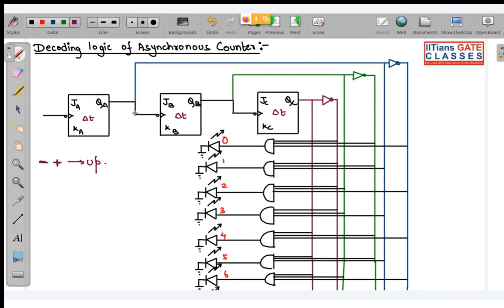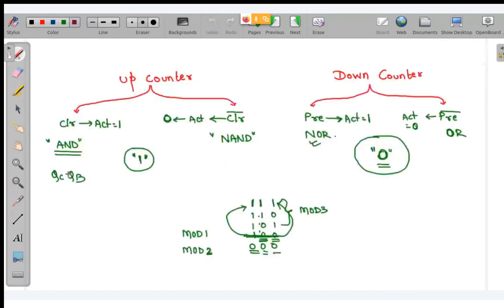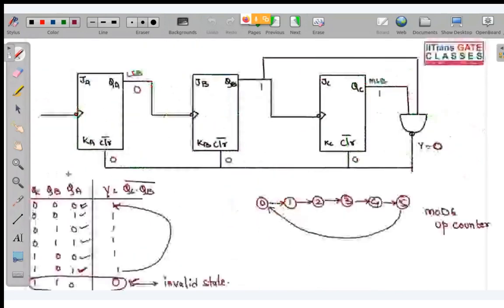I have already told you the trick: look over here, this is negative edge triggered. So negative edge corresponds to a minus sign, and your clock pulses are given from the non-complemented output at each stage. So non-complement corresponds to plus. Whenever there is a sign difference, at that time we have an up counter. Whenever the same sign, we have a down counter. Haven't I told you guys this trick? I have already told you this trick.